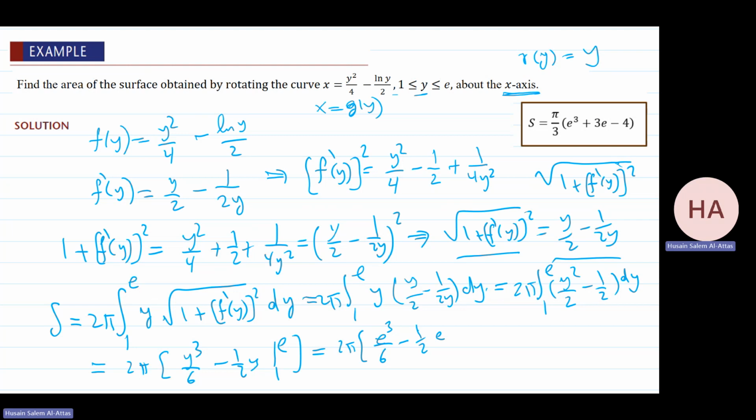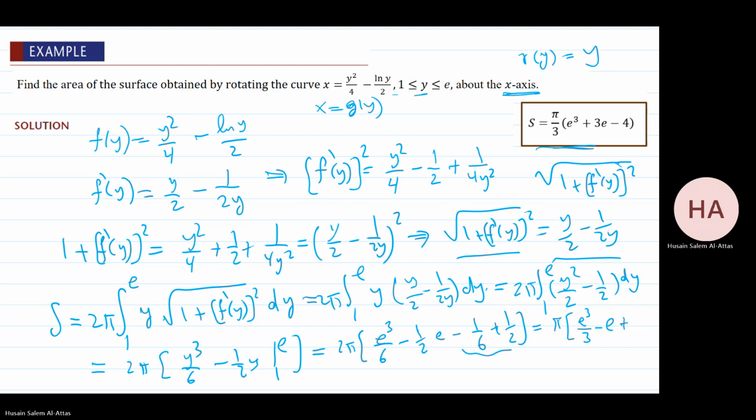Minus half E, okay. Minus 1 over 6 plus half. So that gives me what? 2π, yeah, multiply the 2. See what will happen. Multiply the 2. So I have π, I want to write it the same way, like this one. That will be E cubed over 3 minus E. This is what? Half minus 1 over 6. That's what? If you make it over 6, minus 1 over 6, plus 3 over 6, 2 over 6, 1 over 3.